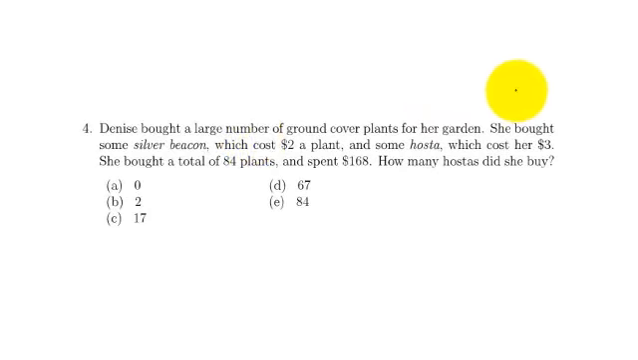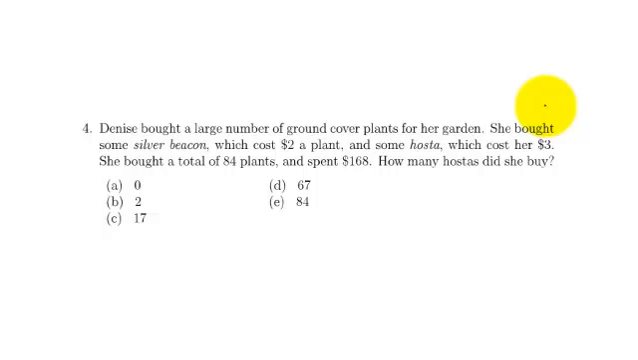Okay, so Denise bought a large number of ground cover plants for her garden. She bought some silver beacon, which cost $2 a plant, and some hosta, which cost her $3. Not sure if that's how you pronounce it, but that's how we are going to pronounce it. She bought a total of 84 plants and spent $168. How many hostas did she buy?